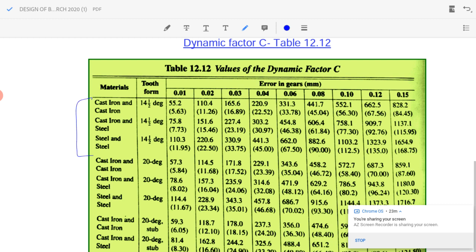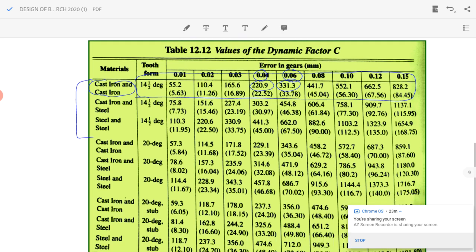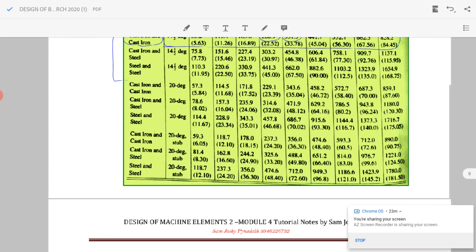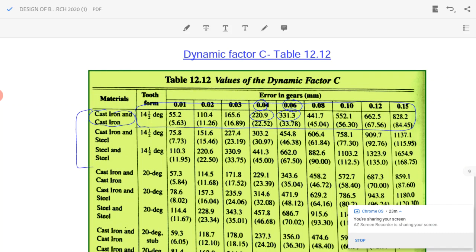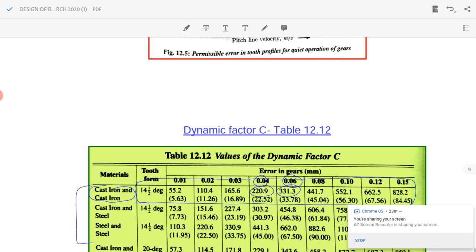Both are made of cast iron, so I have to take the first row. So we have to consider this row of values. I have got a value 0.041, which lies in between 0.04 and 0.06. So I will do the linear interpolation. For 220.9 and 331.3, these are the values. So taking those values, I'll write on the top so that we can see both those values.